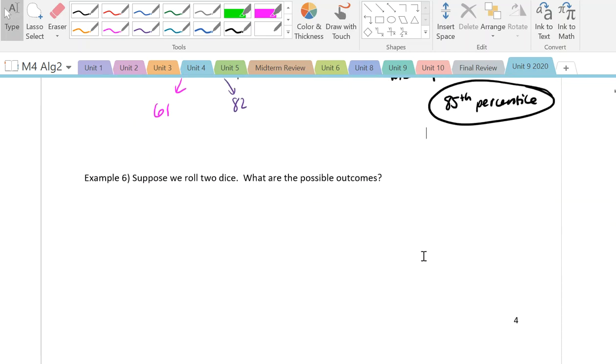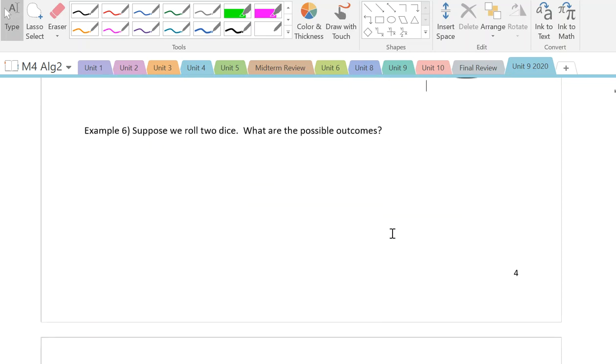So suppose we roll 2 dice. What are the different outcomes? Well, the smallest that the sum of the faces of 2 dice could be is 2. The largest would be 12, right? But are they all equally likely? Do I have the same chance of rolling a 2 as I do rolling a 7? No. So let's take this a step further.